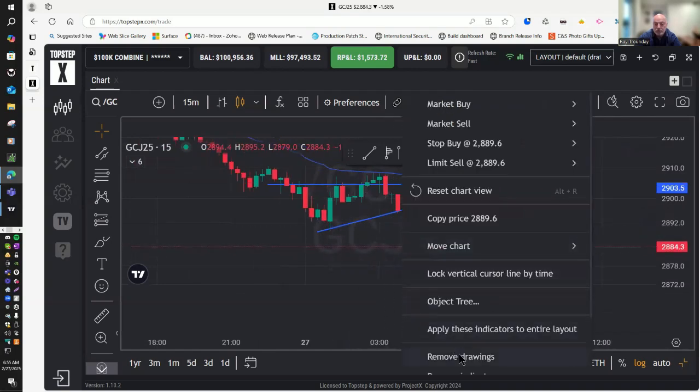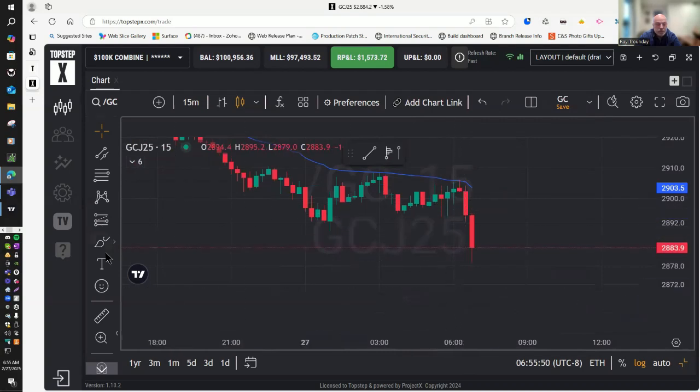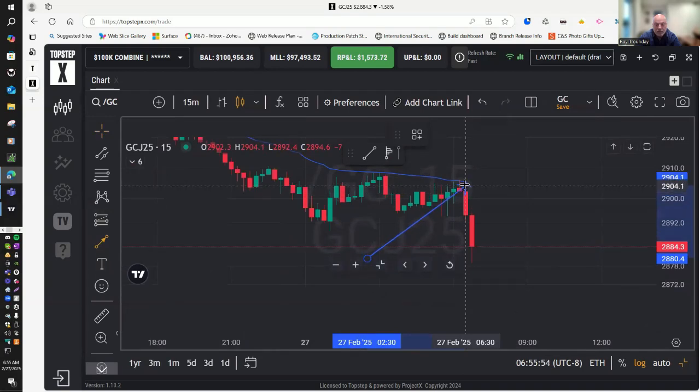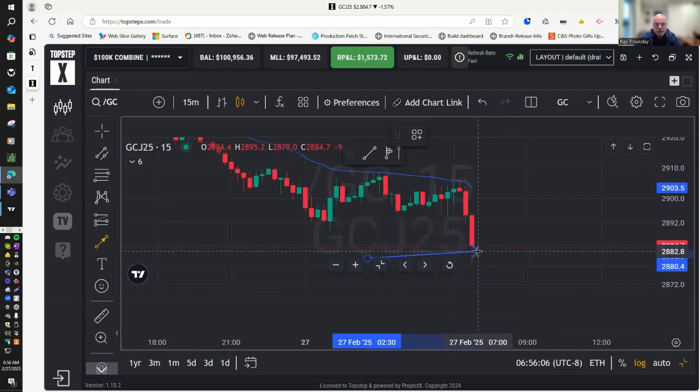We're going to remove drawings here. I waited for price to come up to this level, and once I saw that price was going to respect it once again, I took an opportunity here at 28.99, and held the trade for about 150, 160 ticks in profit.